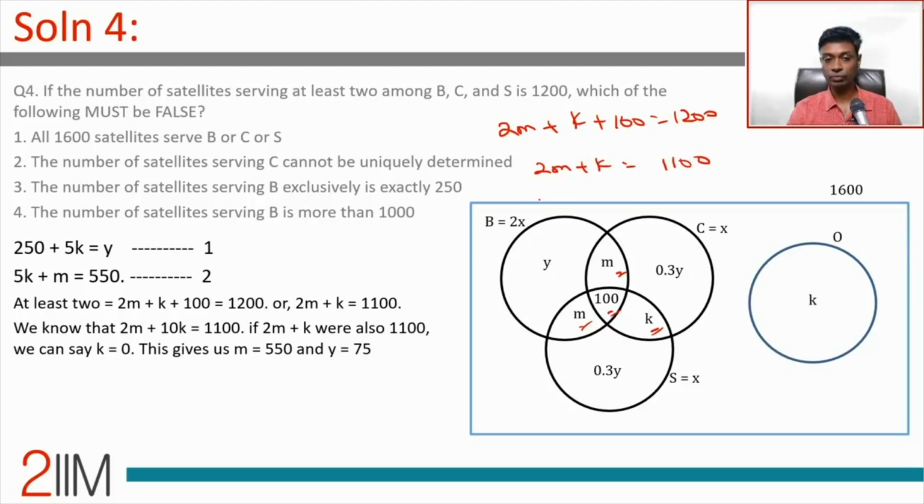We know that 2M plus K is 1100. We know that 2M plus 10K is also 1100. Or K is 0. Which immediately gives us M is 550.